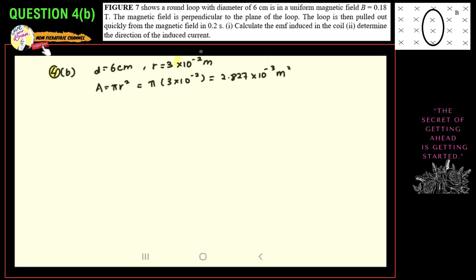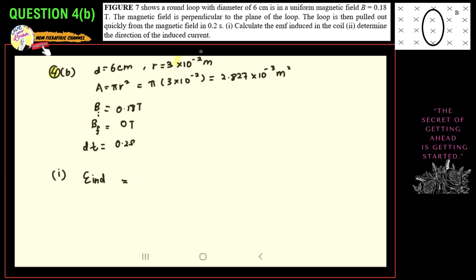Okay, and then what else? Magnetic field B is given as 0.18 Tesla, so this is the initial one. What happens when the loop is pulled out quickly from the magnetic field? It means B final we consider as 0 Tesla, and the change of time, dt, is 0.2 seconds.